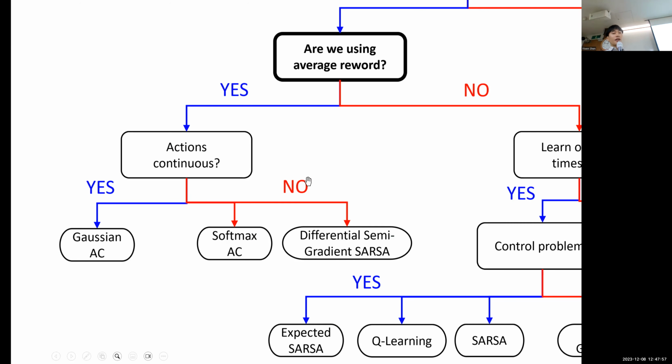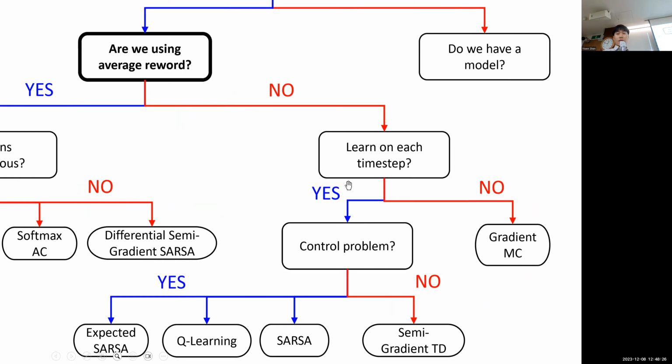If it's not a continuous action, then we use the softmax AC, which means the policy is defined by the softmax. And there is the differential semi-gradient SARSA. If you recall, differential means we are using differential return for the parameterized SARSA. It's not designed for continuous actions. On the right-hand side, if the answer is no, it is not a continuous task. It is for the episodic task.